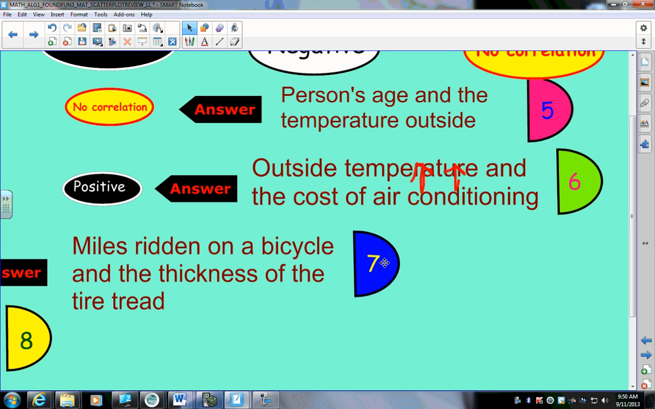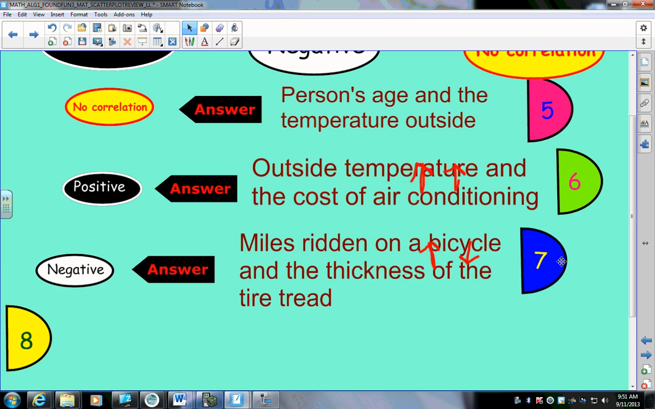Number 7. The miles ridden on a bicycle and the thickness of the tire tread. When you ride your bike, the more you ride your bike, what happens to the tread? It goes down because you're using it more. That's true on bike tires and car tires. Since they are going in opposite directions, it is negative.